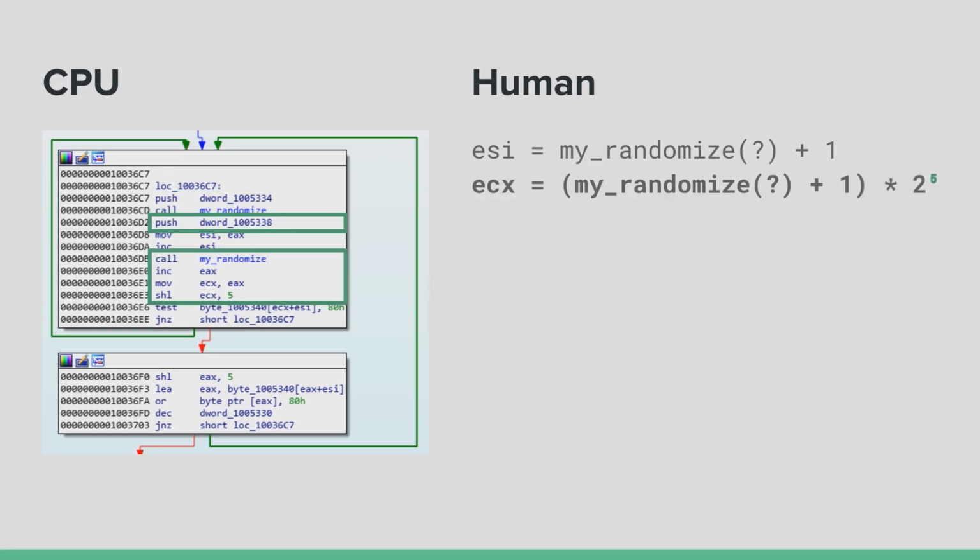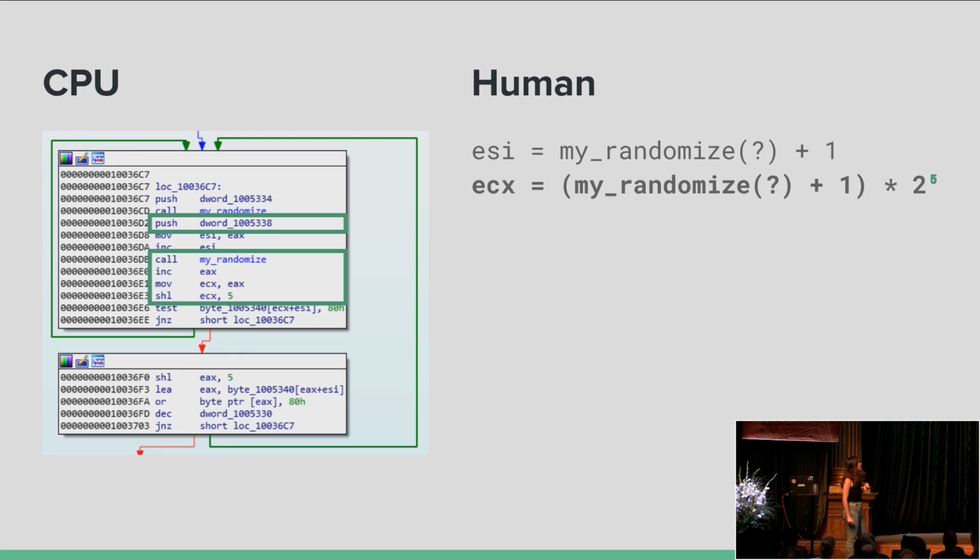The next thing that happens is pretty similar. We push once again some value onto the stack, and we call myRandomize again. And this time, we increment the number by 1, but we also shift it left by 5, which is equivalent to multiplying the number by 2 to the 5th, or multiplying it by 32. So at this point, we have two registers, ESI and ECX, each one holding a random number.